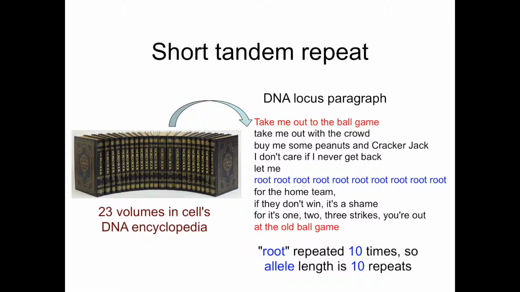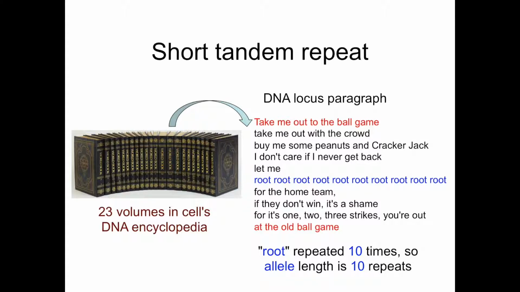If the word is repeated 10 times, as I indicate on the bottom, then the variant, or the allele length, is 10 repeats. Once it's there 10 times, the allele of this paragraph can be described by the number 10, how many times the word root is repeated. What scientists do is take DNA molecules and do something like a Lexis search. They'll put in "take me out to the ball game" and "at the old ball game," metaphorically. It will go into this encyclopedia and find that paragraph, because there's only one paragraph that reads that way across all 23 volumes.